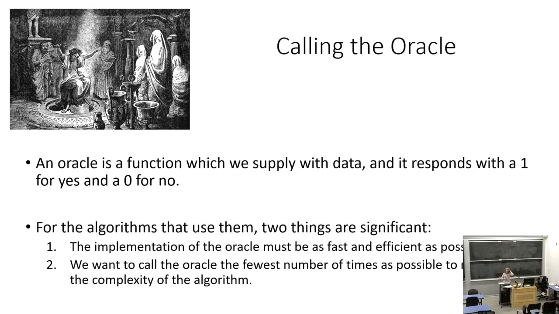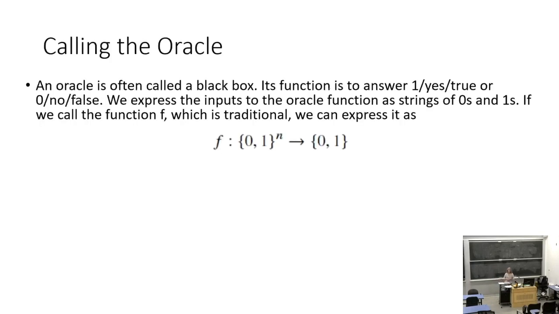For the algorithms that use them, 2 things are really important. The implementation of the oracle has to be as fast and efficient as possible, and we want to call the oracle the fewest number of times possible to minimize the complexity of the algorithm. Okay, so generally an oracle is a black box, and its function is just to answer 1, yes or true, or 0, no or false.